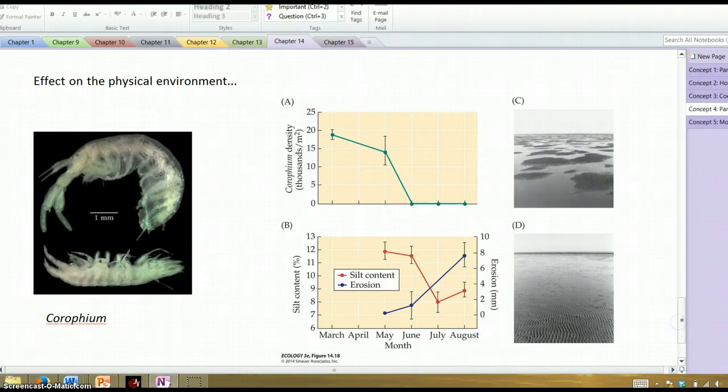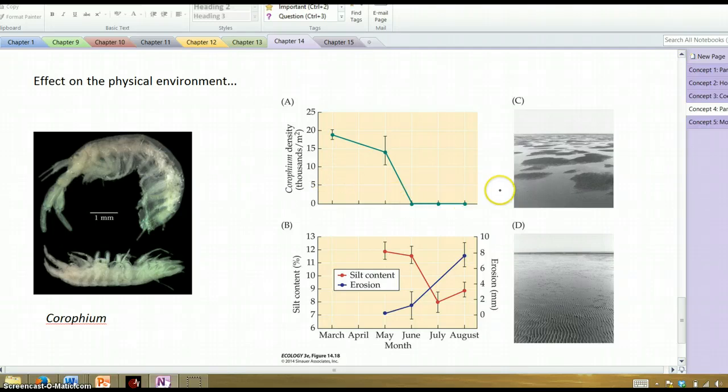The physical environment that the animals live in can be affected. So here's this crustacean, this small shrimp-like creature that lives in the mud flats, the sediments of marshes, estuaries, coastal wetlands, essentially. And when the parasite of Corophium, this crustacean, is not present, what happens is the Corophium live in these clusters that stabilize the sediment and cause it to build up in these tiny islands.